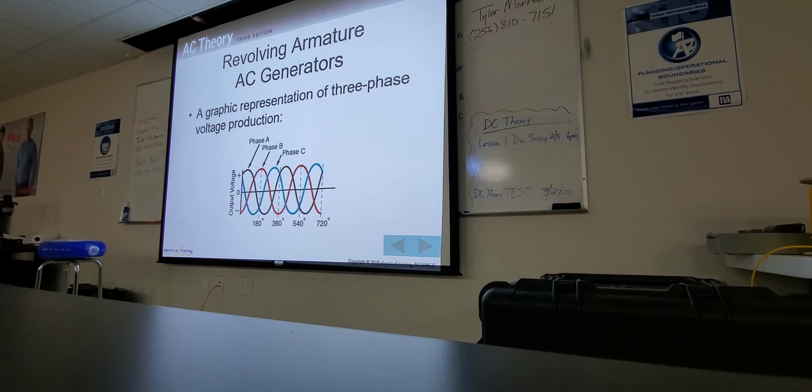Here's a graphic representation of three-phase voltage production. You'll notice each phase is 120 degrees out of phase with each other.